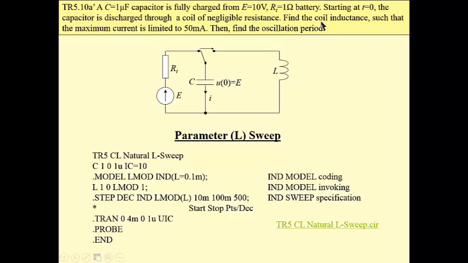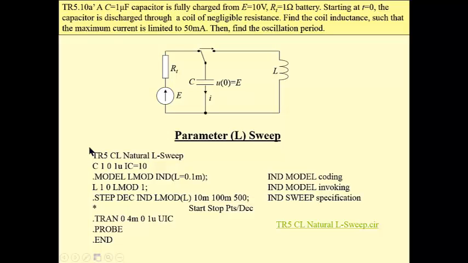Our task is to find a coil inductance such that the maximum current, the amplitude of this waveform, is limited to 50 milliamp, and then also we have to find the period of oscillations. We will perform a parameter inductance sweep analysis.